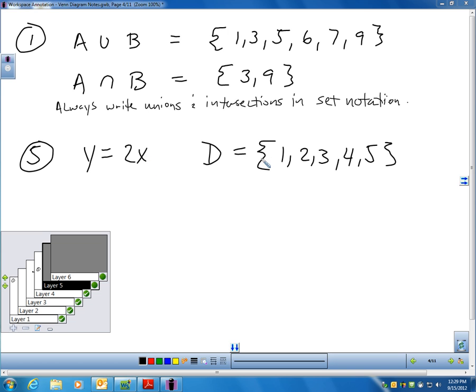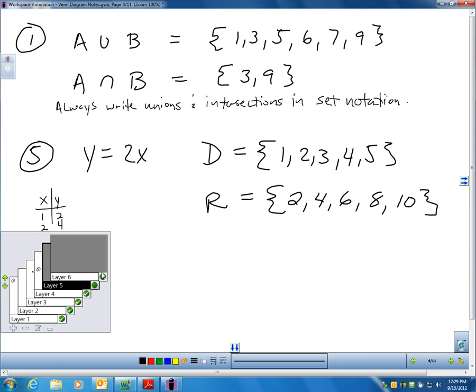So first of all, here's my domain in set notation. These are my inputs. Let's get the range. So if I input 1, 2 times 1 is 2, we output 2. If I input 2, we output 4. If we input 3, 2 times 3 is 6, we output 6. If we input 4, this outputs 8. And if we input 5, this outputs 10. So if my domain is 1, 2, 3, 4, 5, my range is going to be 2, 4, 6, 8, 10. And I wrote it in set notation.